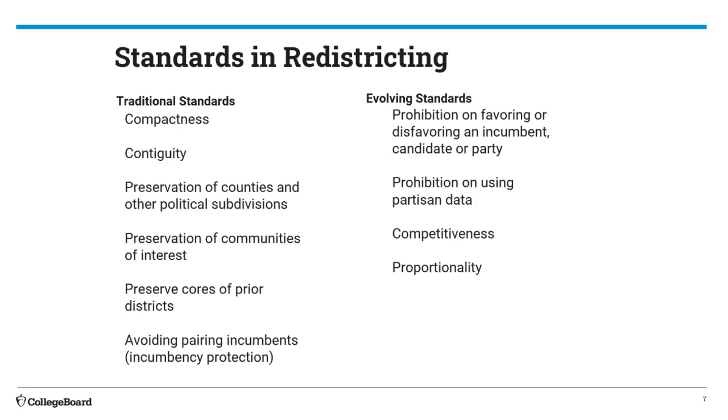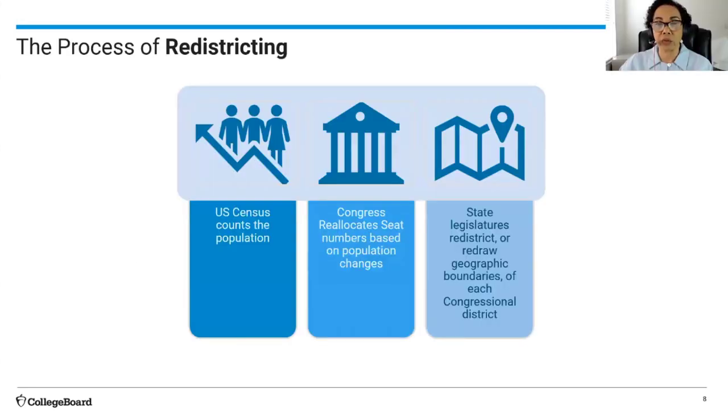with more competitiveness and more proportionality. When we talk about redistricting, we've got the census first, we've got the Congress that's reallocating the seats, and then the state legislatures that do the actual redrawing, or redistricting, of the boundaries of each congressional district.